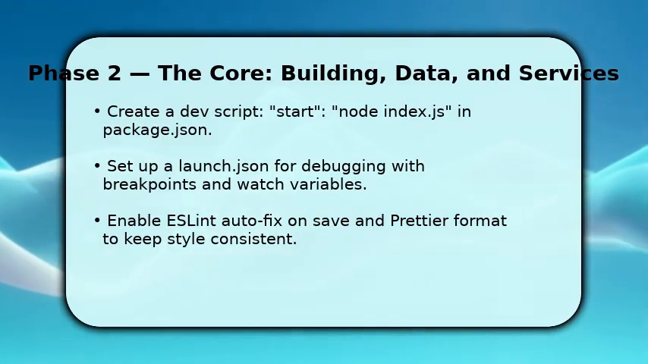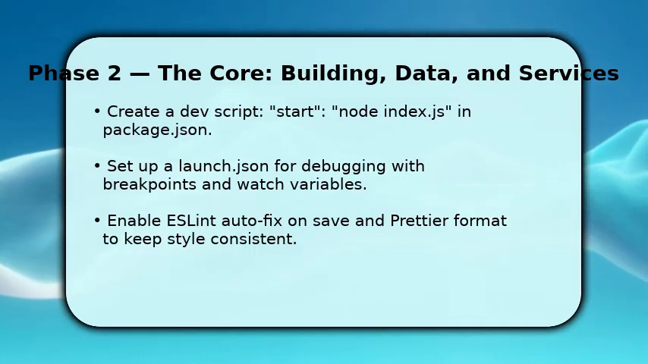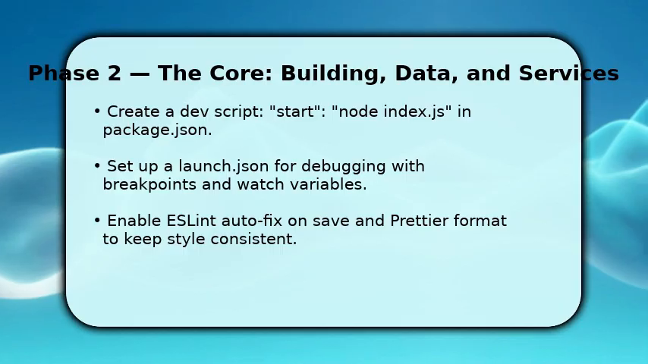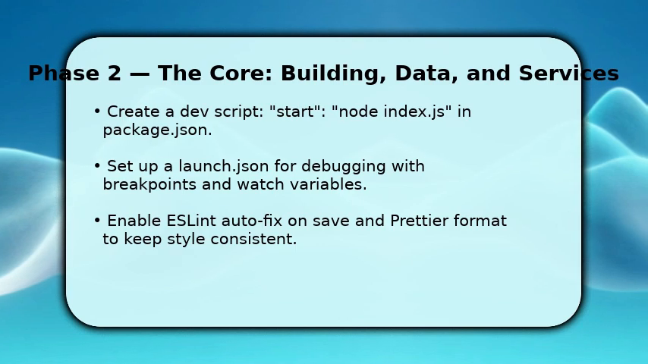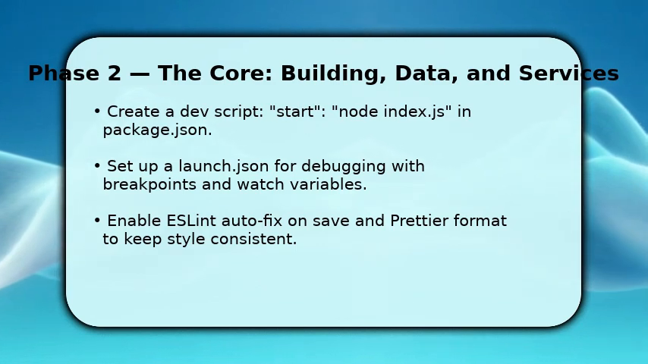Make sure you enable autofix on save for ESLint and set Prettier as the default formatter so formatting is automatic. Once configured, run the start script and use breakpoints to inspect variables and flow to learn why code behaves that way.